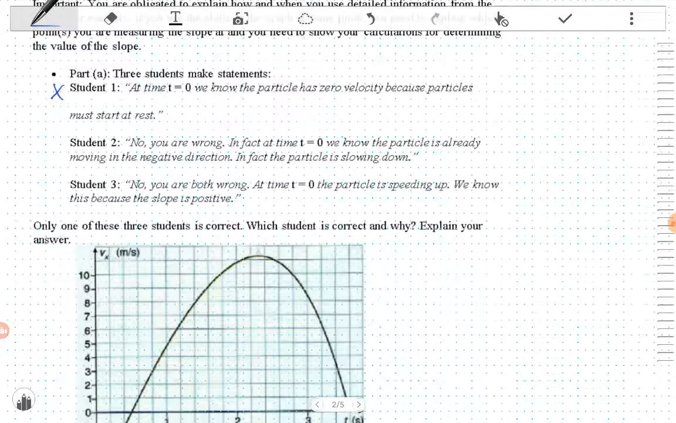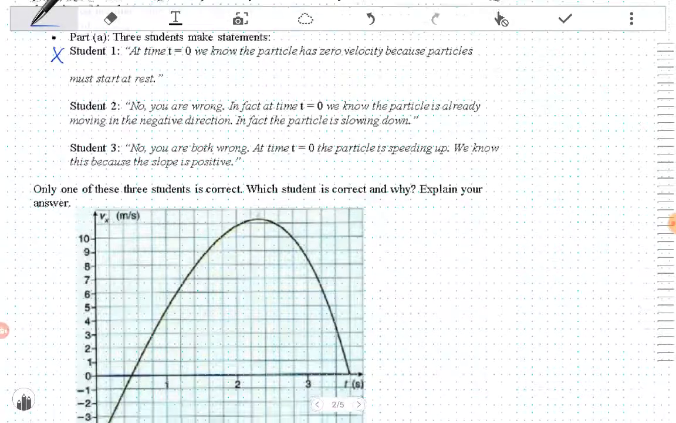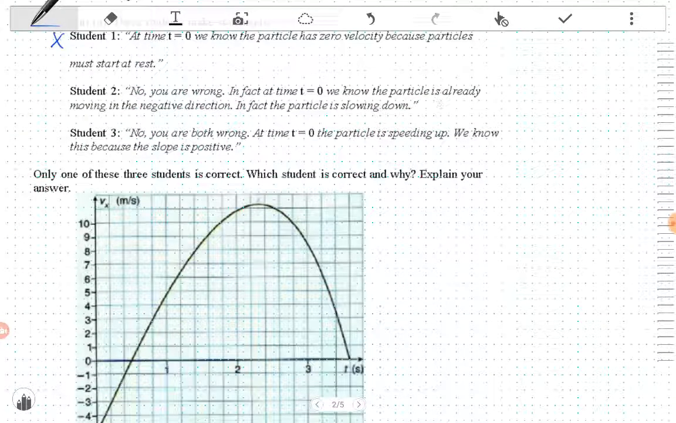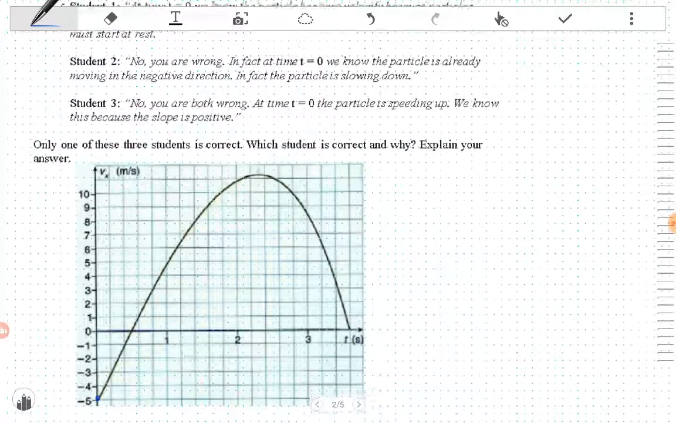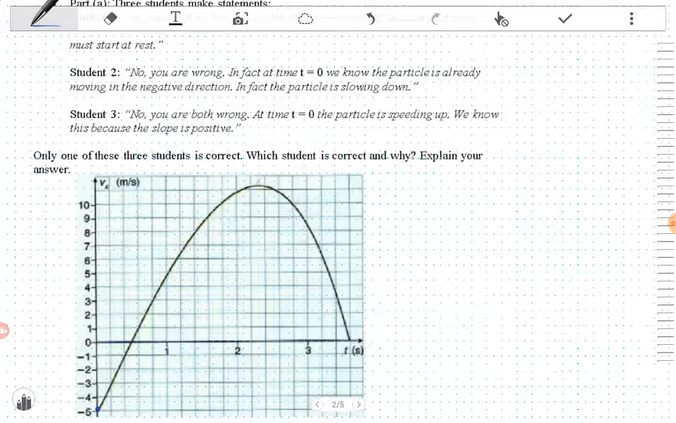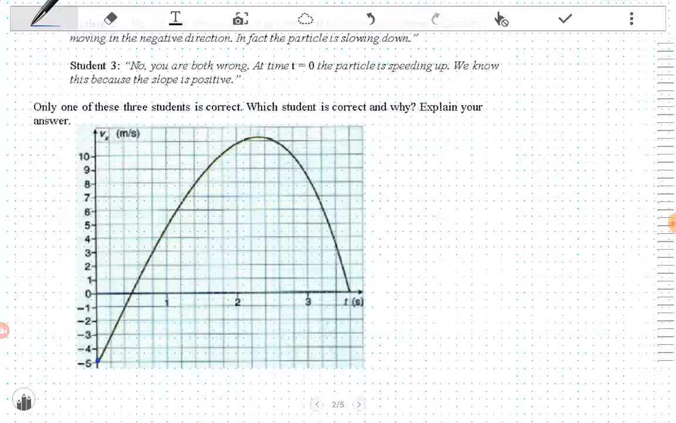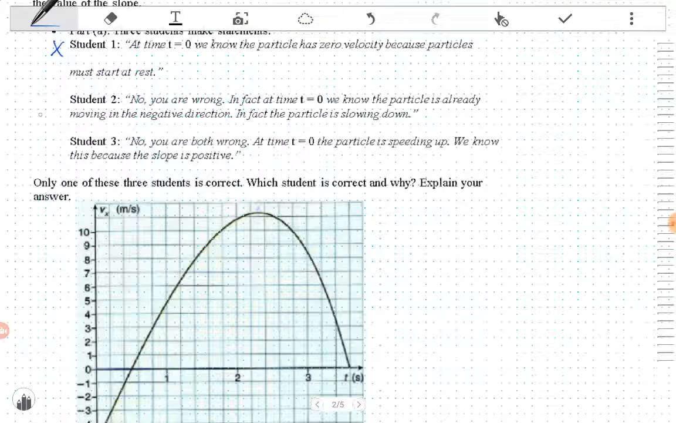The second student said, no, you are wrong. In fact, at time t equals 0, we know the particle is already moving in the negative direction. Let's see the claim. Yes, it's moving in the negative direction. How do we know that? Because the velocity is negative: negative 5, negative 4, negative 3, so it is true. In fact, the particle is slowing down. Yes, it is slowing down. Why? Because the speed here is minus 5 meters per second, then after that becomes minus 4 meters per second, minus 3 meters per second, and so on. So this one is right.